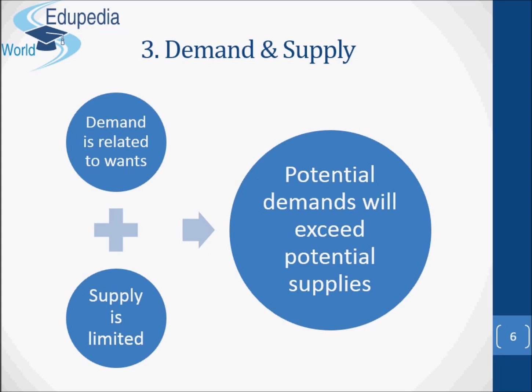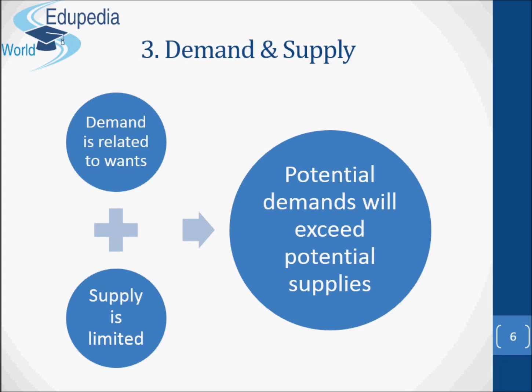Demand is related to wants. If goods and services were free, people would simply demand whatever they wanted. In total, such wants are likely to be virtually boundless, perhaps only limited by people's imagination. Supply, on the other hand, is limited. It is related to resources. The amount that firms can supply depends on the resources and technology available. So, given the problem of scarcity, given that human wants exceed what can actually be produced, potential demands will exceed potential supplies.